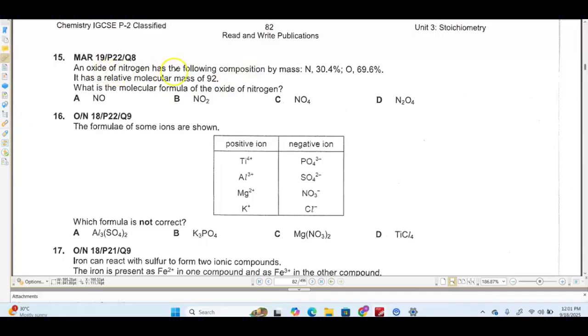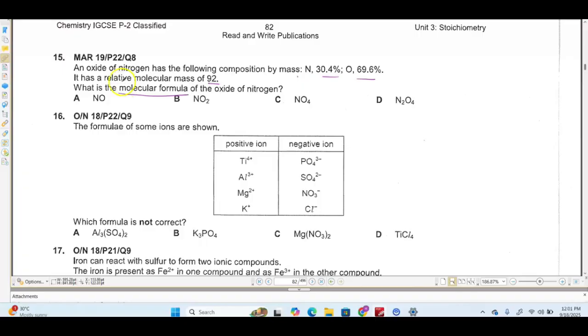An oxide of nitrogen has the following composition by mass: nitrogen 30.4%, oxygen 69.6%. It has a relative molecular mass of 92. What is the molecular formula of this oxide of nitrogen? Now this requires us to find the molecular formula. This might seem to be a lengthy procedure, but when you get a hold of it, you won't have any problems doing it.